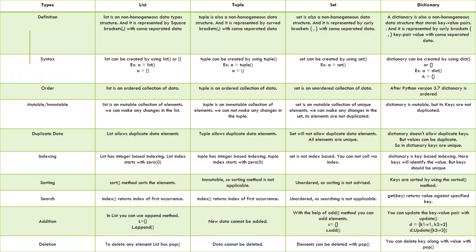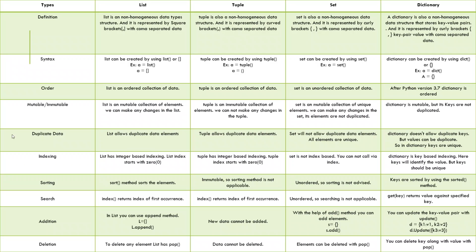While coming to duplicate data, here the odd man out is the set. Why? Because set accepts only unique values, it gives only unique values. And in a dictionary the keys are unique, but values can be duplicated.